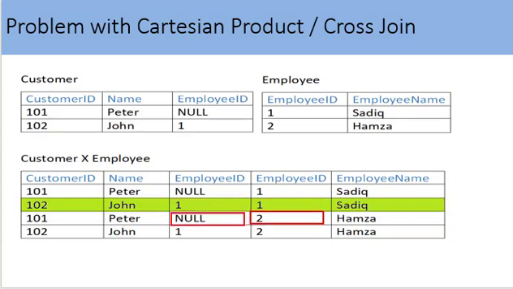Similarly, third row and fourth row are also producing wrong information. Their employee ID fields contain different values. So out of 4 rows, only one row is producing the correct information. These are the rows which contain same value in both of the employee ID columns. Another problem with the cross join is that it produces a huge number of rows when the source tables contain millions of rows. It is a very costly operation and many database management systems do not support it.